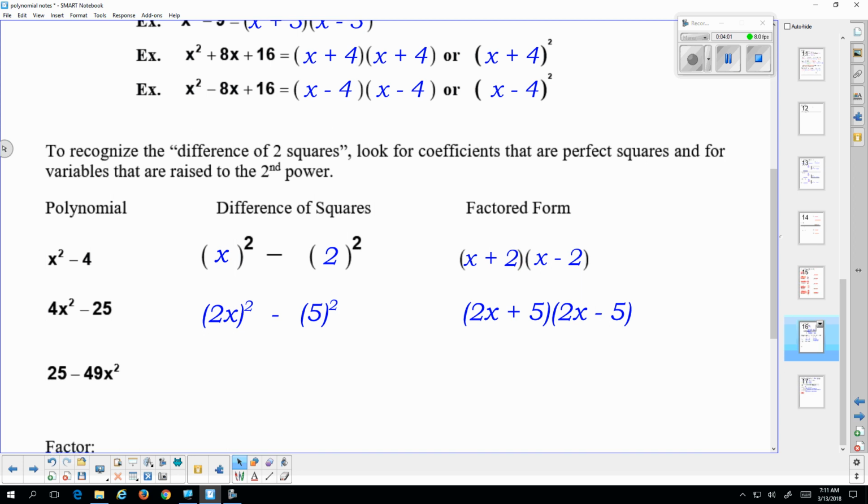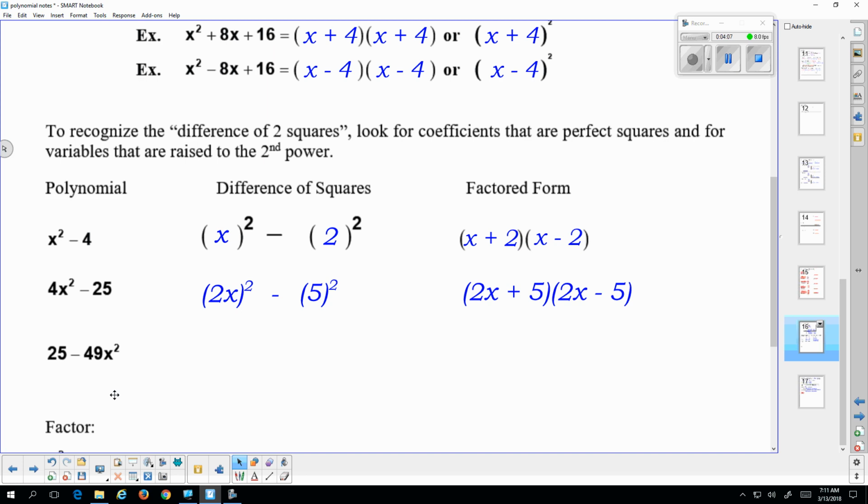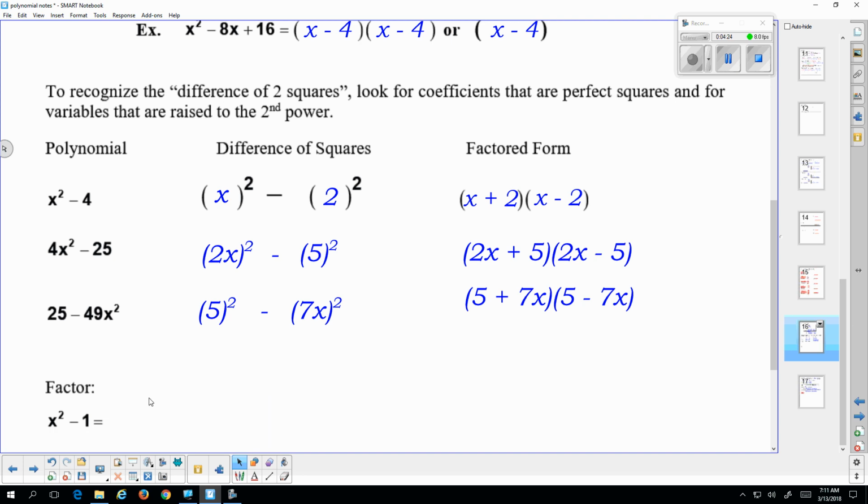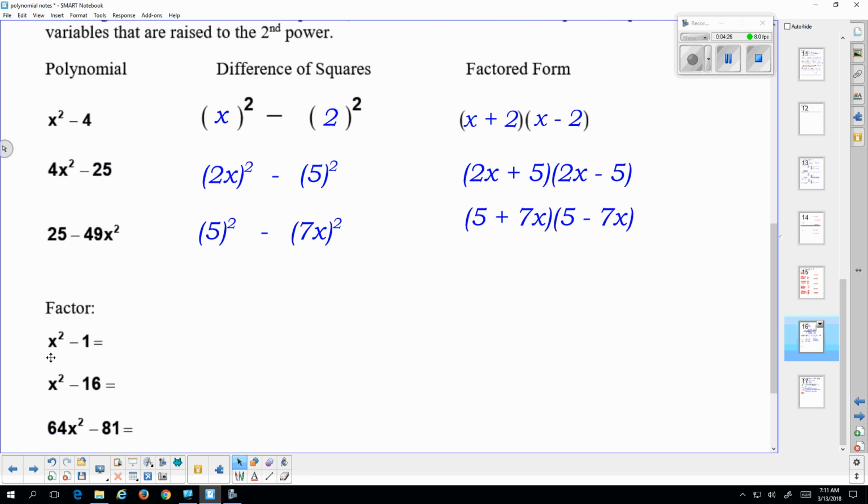And then one more time. What's the square root of 25? That's 5. Minus, what's the square root of 49? That's 7, and then we have the x squared. So when we write our factored form, (5 plus 7x)(5 minus 7x). So take a minute and try to factor these on your own.